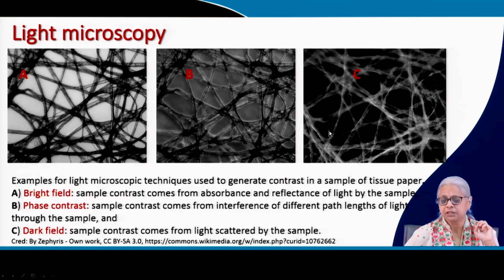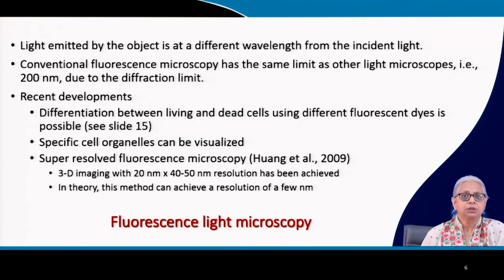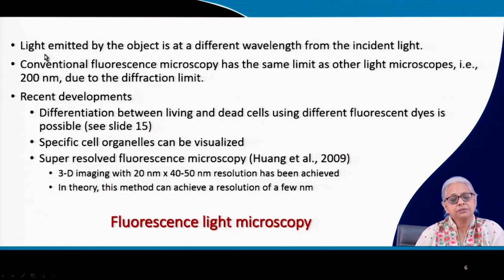And then we have dark field. Dark field, like I said, is reflected light, and that's what you get against a dark background. All right, so we now come to a new development in light microscopy, and that is fluorescence microscopy. I need to remind everyone that fluorescence is a phenomenon where the light emitted by the object is at a different wavelength compared to the incident light.